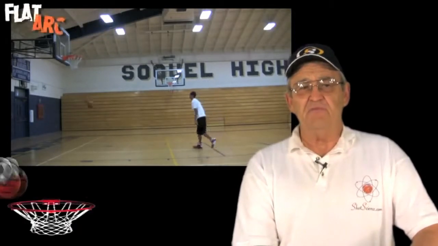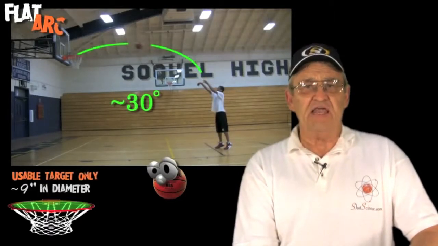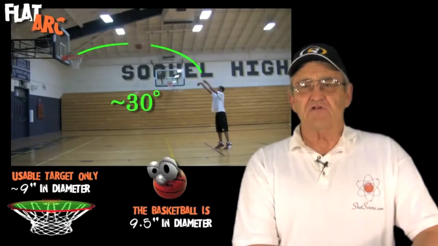As we talk about the arc, let's use an analogy. If the ball had eyes and it is approaching the basket, with a very flat arc, the basket takes on an oval shape. That flat arc is typically around 30 degrees, and the usable size of that basket is only about 9 to 9.5 inches in diameter. And so the usable target is very small.